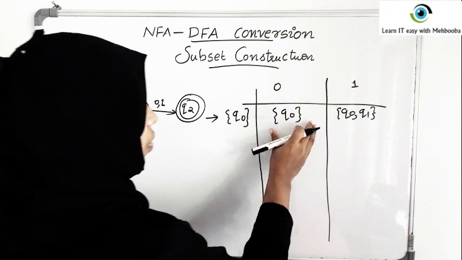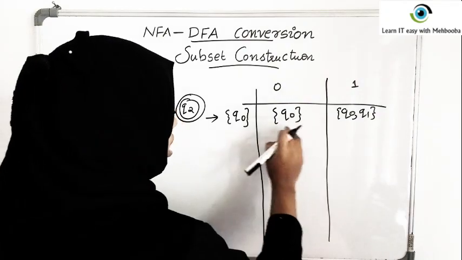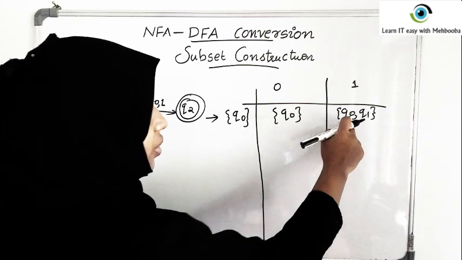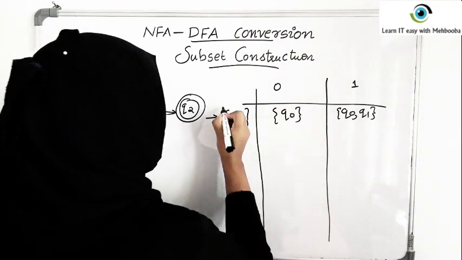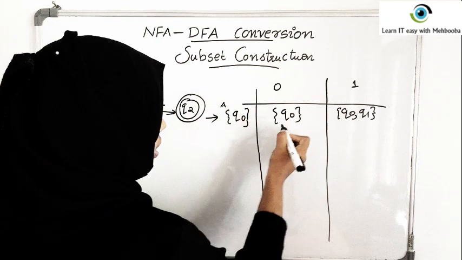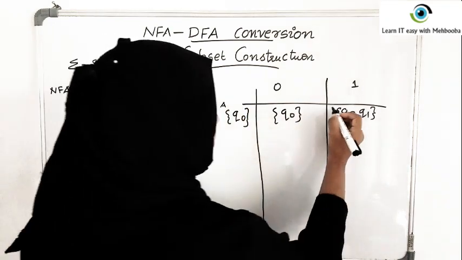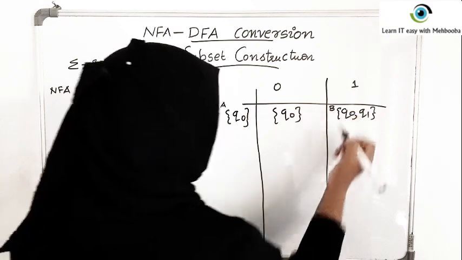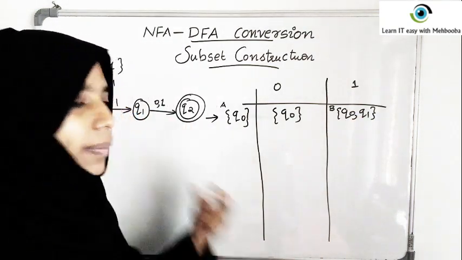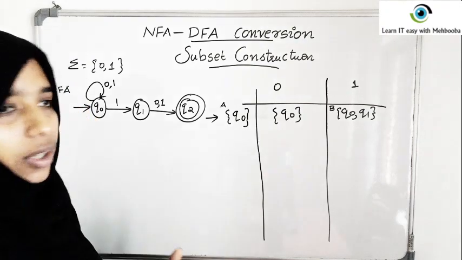Okay. Now we have two different sets here. Q0 has already been processed. Now this is a new set, isn't it? So I am giving the name A to this set, which is the same as A, and this is a new set, so I am giving it the name B. There is no criteria that you should be giving it a name. I am just giving it for the sake of convenience.